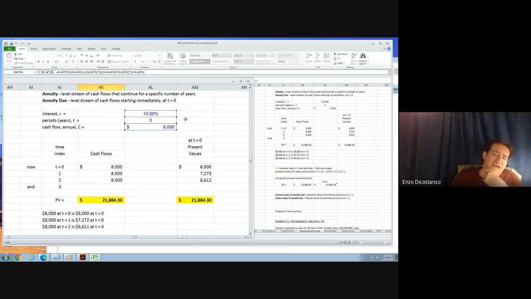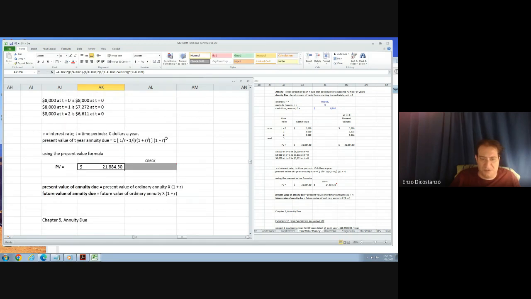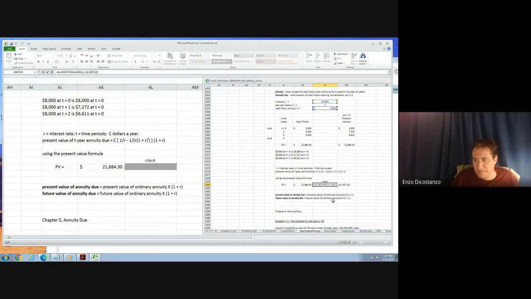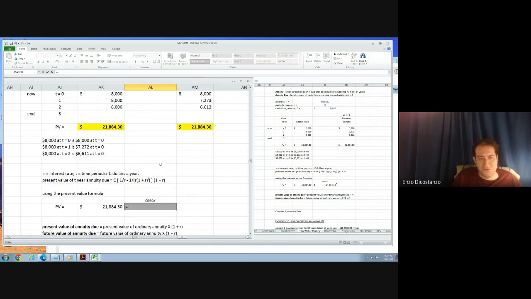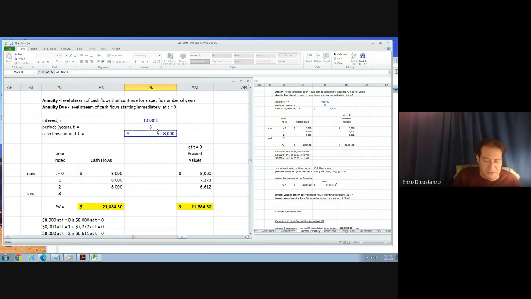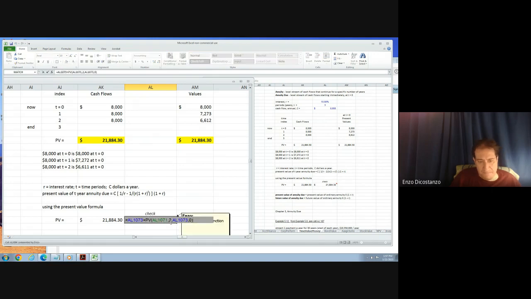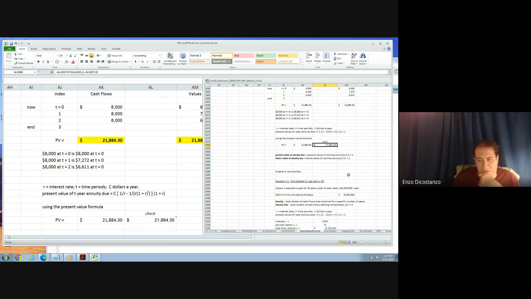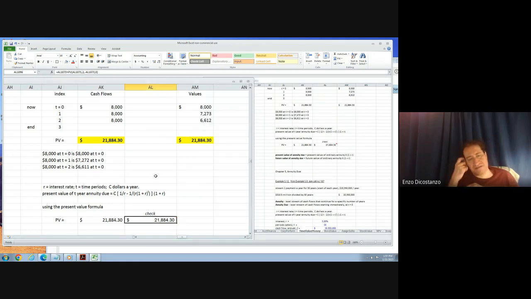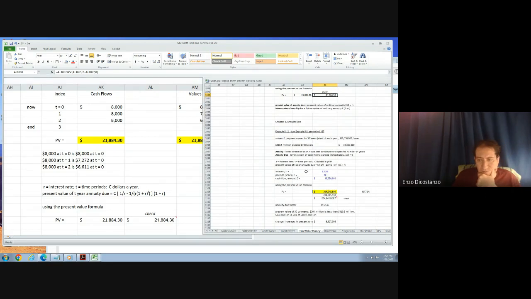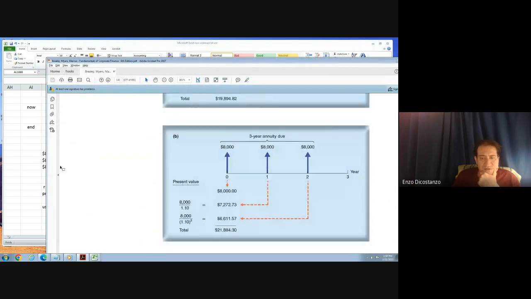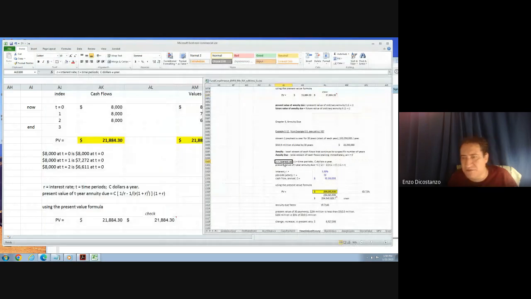Okay, so you do the same annuity computation and just shift it a little more. You just multiply by 1 plus R, is all that is. And this was simply the same thing: 8,000 plus the present value of the 2 remaining payments of 8,000, which is 21,884. We did it because the first 8,000 is already accommodated for. So this was just a recomputation of the auto problem. Yeah, 21,884.